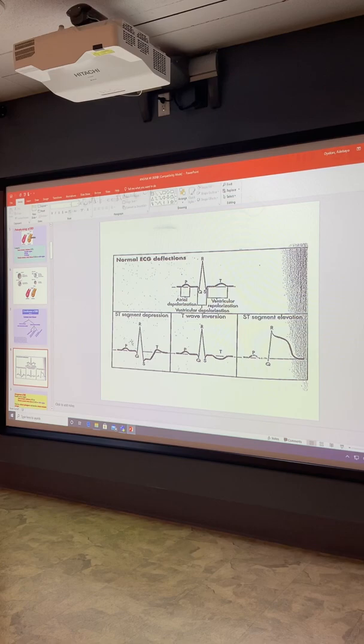In this case, you could see ST segment depression. See, ST is here. This segment is depressed. In this case, you have the T wave inverted. So you call this one T wave inversion. And in this case, you have the ST segment being elevated. So if you talk of NSTEMI or STEMI, this is the region we're talking about, that there's elevation of the ST segment.